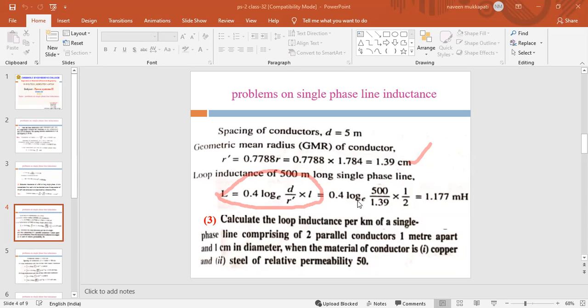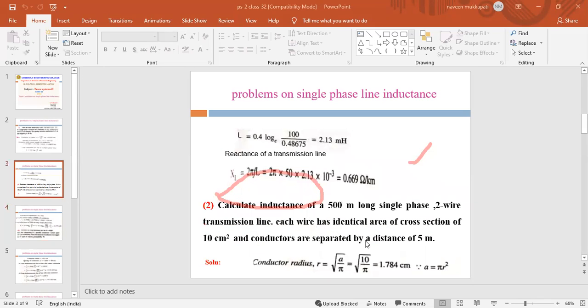Therefore 0.4 log e 500 by 1.39 into 1 by 2 into 1 by 2. That is equal to 1.177 millihenries.